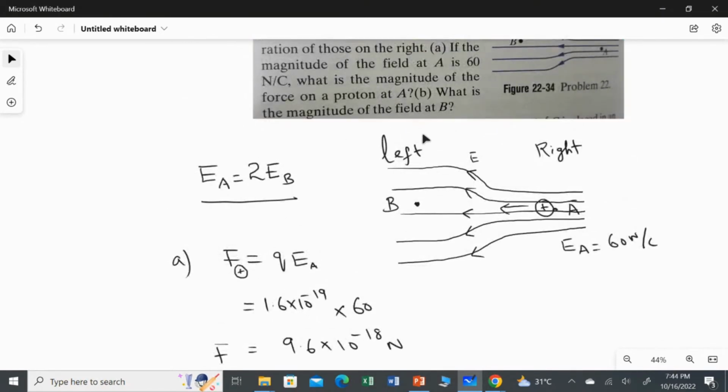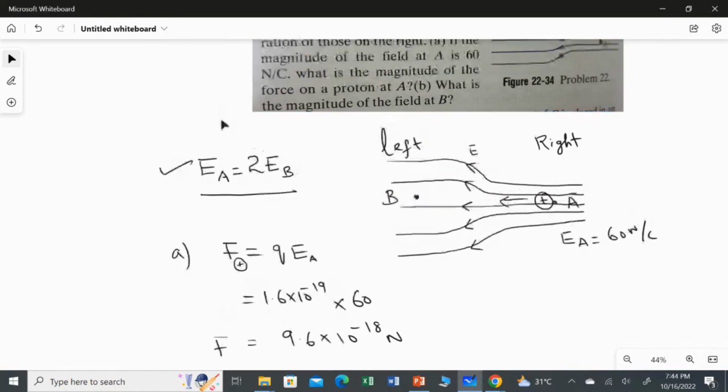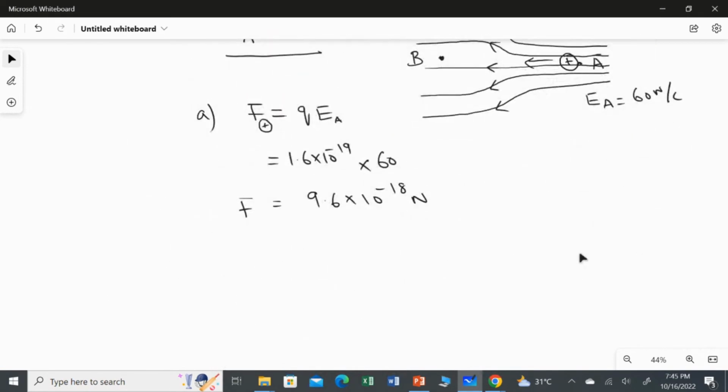What is the magnitude at point B? The magnitude of the electrical field at point A is given as 60 Newton per Coulomb, but here we don't know the value at point B. For that, I'm going to use this equation, because we framed these equations after we read the first three lines of this question. Clear? So for the second part of the question, the electrical field at A is equal to double the electrical field at point B.